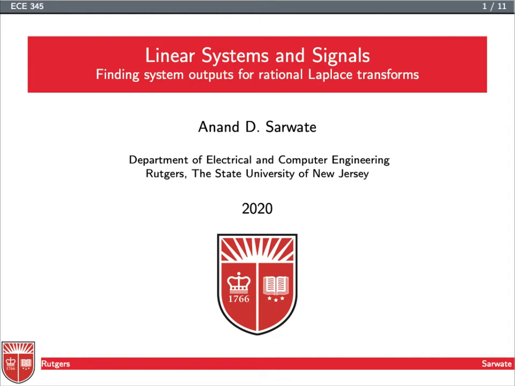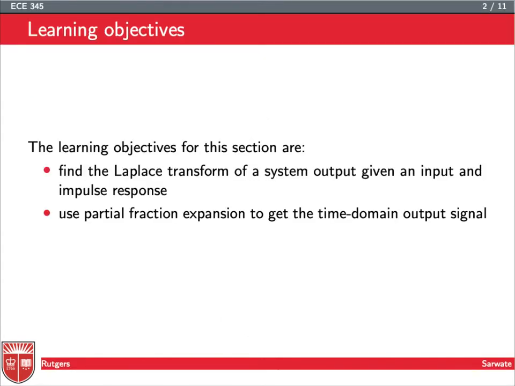Now we want to use our important fact that convolution in time is multiplication in the Laplace domain to find the output of LTI systems using the Laplace transform. So our learning objectives are to find the Laplace transform of a system output given the input and impulse response, and then to use partial fraction expansion to get the time domain output signal.